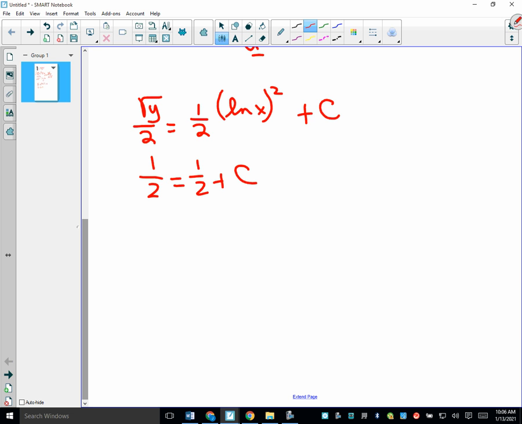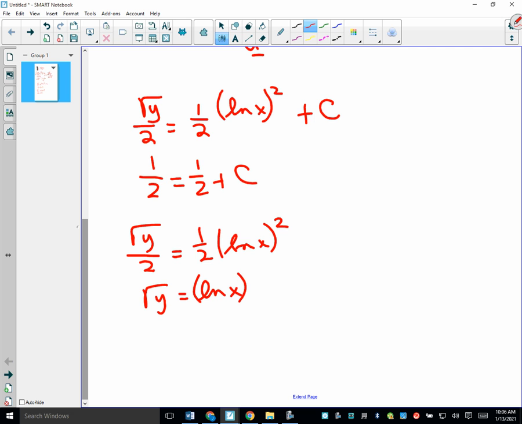Okay, so I have radical y over 2 equals 1/2 ln of x squared, right? And I want to solve for y. So is radical y equal to ln of x squared? I don't know why I put a 4. Then square both sides, don't I? Yeah. Well, no, because I had radical y. You were thinking too far ahead.